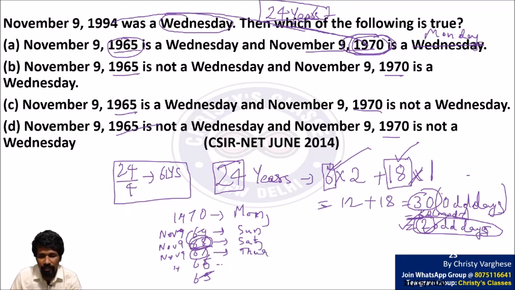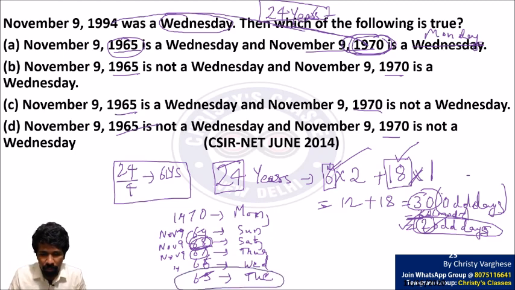November 9, 1966, 1 day shifting only because not a leap year, ordinary year. 65, 1 day shifting only, Tuesday. That means 1965 November 9 will be a Tuesday. 1970 November 9 will be a Monday. So the option which is saying not a Tuesday, not a Wednesday will be the answer. Option D. 1965 is also not a Wednesday, 1970 is also not a Wednesday.